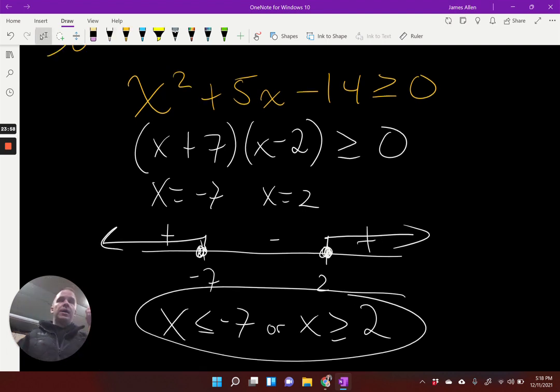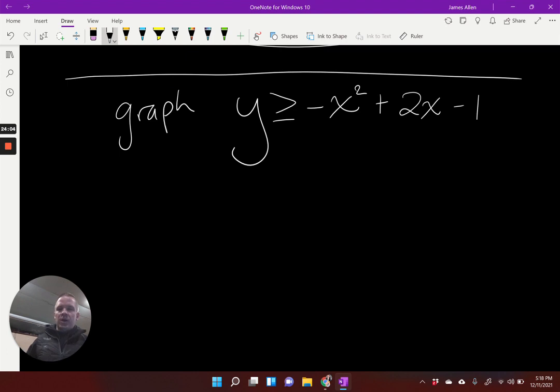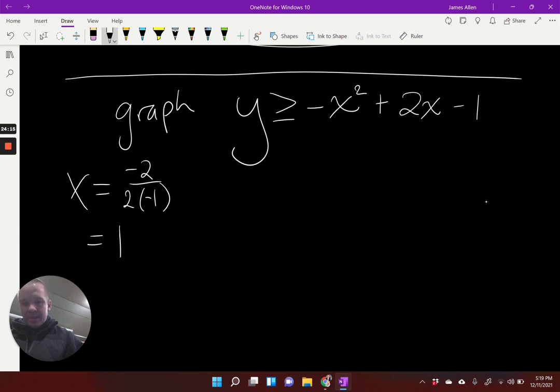Now, what about graphing it where it's like y is less than or equal to, y is greater than or equal to, and we have a quadratic? Let's do that. All righty, so let's graph this quadratic inequality, shall we? If I'm going to graph that, I'm going to need my vertex. So I need my axis of symmetry. So opposite of b all over 2 times a. That is going to be positive 1.